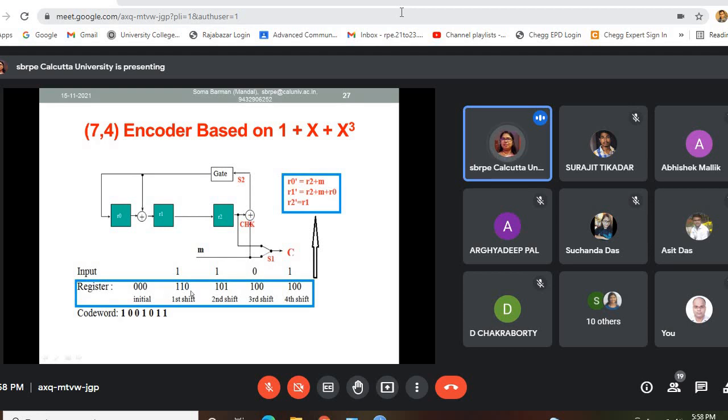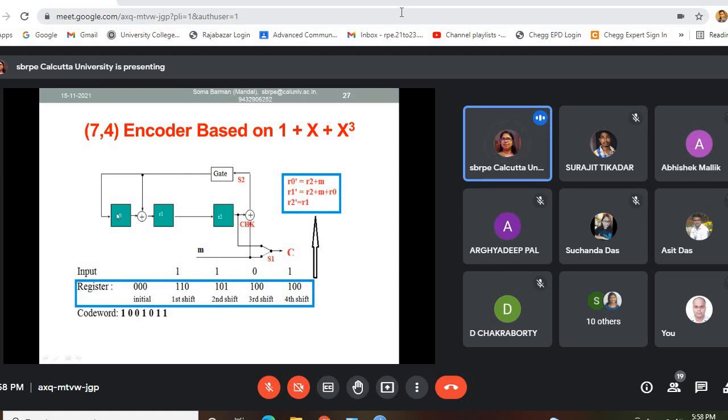This thing is clear. Now the next one is coming. The output is 1 because this is going out. Now what is the register content? That is 110. Again 1, so it is also 1. This is 0, so 0 and this 1. So it is 1. 1 is coming over here and also 1 is coming over here.